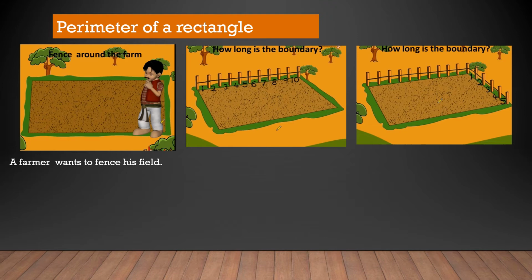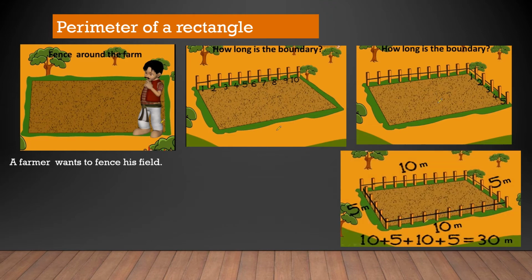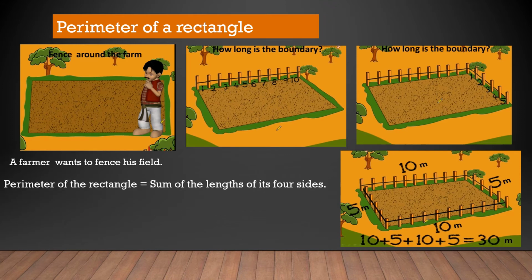Then altogether the perimeter of this field is equal to 10 plus 5 plus 10 plus 5 is equal to 30 meter. And here we need to find out a formula for finding the perimeter of a rectangle. Perimeter of this rectangle is equal to 10 plus 10 plus 5 plus 5. That is equal to 2 into 10 plus 2 into 5. That is, we can take 2 as the common factor and you will get 2 into (10 plus 5).